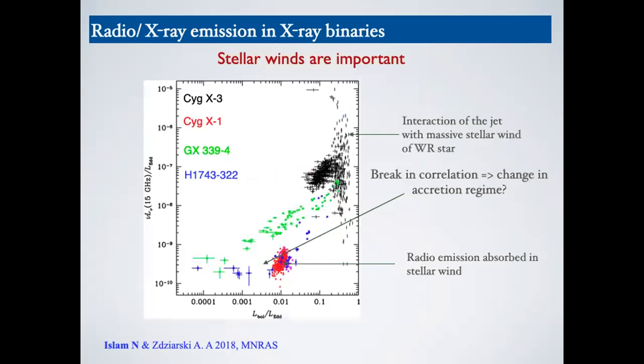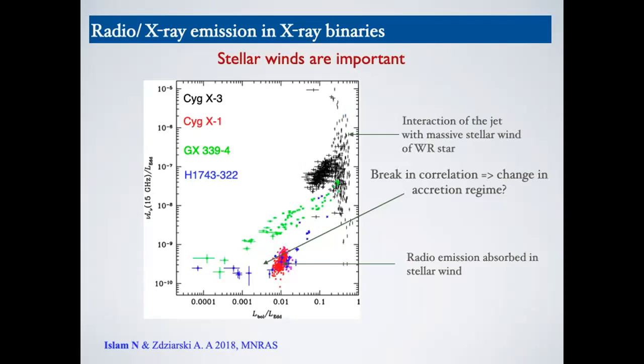But if you look at a global picture, GX339-4 and X1743 are two sources which are black hole binaries with a low mass star as a companion. The other two systems, which have a massive star as the companion, are Cygnus X1 and Cygnus X3. These are black hole binaries with a massive star. But if you look at their radio and X-ray luminosity, you see a difference in the behavior of these two types of systems.